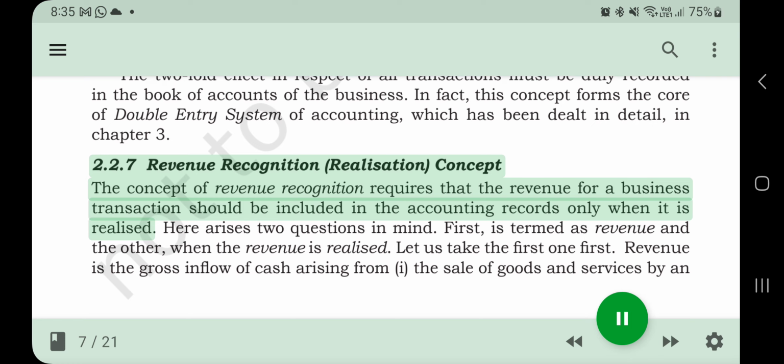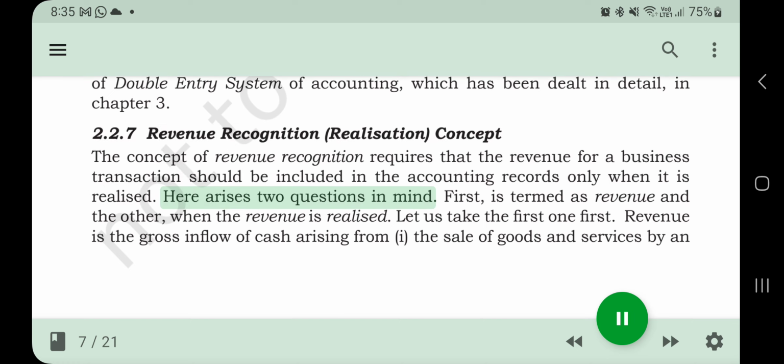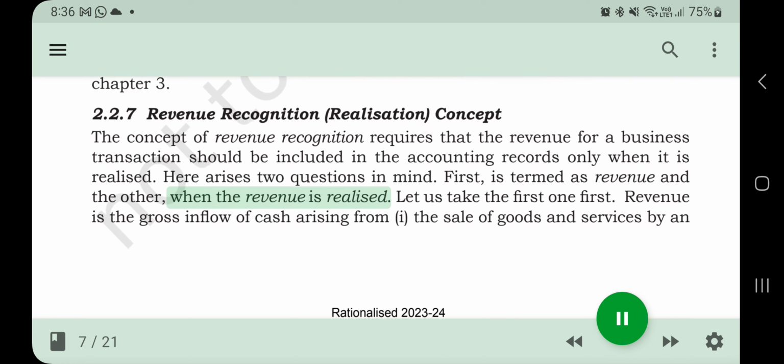2.2.7 Revenue Recognition, Realization, Concept. The concept of revenue recognition requires that the revenue for a business transaction should be included in the accounting records only when it is realized. Here arise two questions in mind. First, what is termed as revenue, and the other, when the revenue is realized. Let us take the first one first.